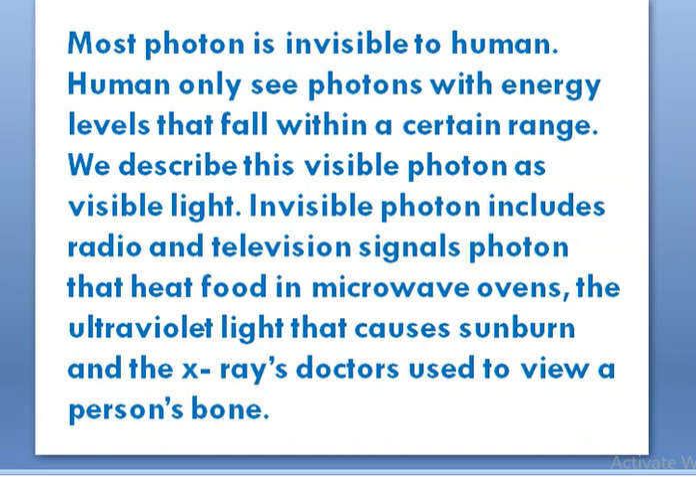Now look at this. You find out that most of these photons are invisible to the human eye. You don't see some of them. Most of them, you don't see them. Humans only see photons with energy level that falls within a certain range. There is a photon that we can see with our naked eye. It will have energy level E that falls in a certain range. And what is that photon? Visible photon. That is visible photon as visible light.